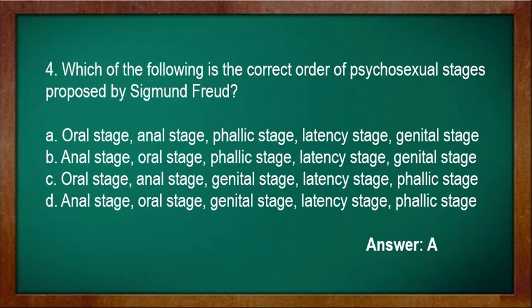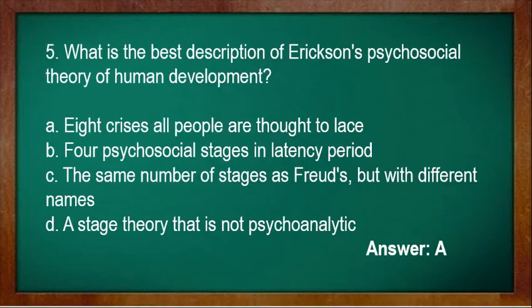Number 4. Which of the following is the correct order of psychosexual stages proposed by Sigmund Freud? A. Oral stage, anal stage, phallic stage, latency stage, genital stage. B. Anal stage, oral stage, phallic stage, latency stage, genital stage. C. Oral stage, anal stage, genital stage, latency stage, phallic stage. D. Anal stage, oral stage, genital stage, latency stage, phallic stage. Answer: A.